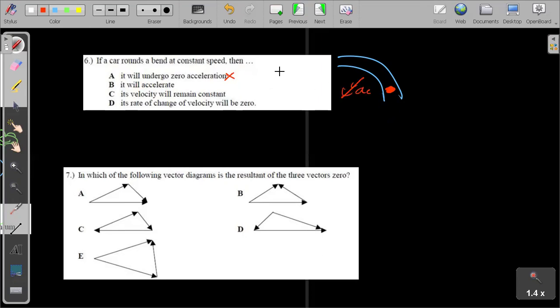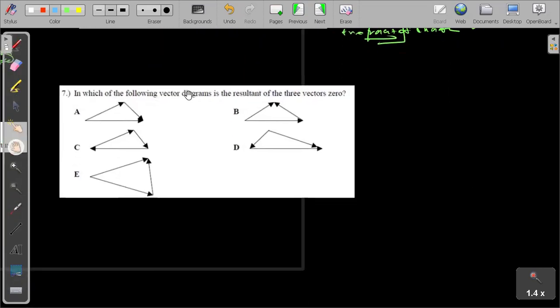You don't know about that, but you know this O-level definition of acceleration. What is acceleration? The rate of change of velocity, changing direction constantly when taking a bend. That means the velocity doesn't change in magnitude, but the direction changes, and it's a vector. Even a direction change means a change of velocity. That is an acceleration. It will accelerate, yes. Will velocity remain constant? No. Will the rate of change of velocity be zero? No. Answer is B.